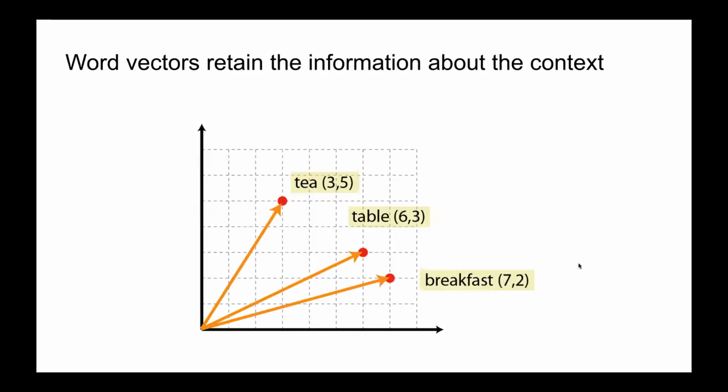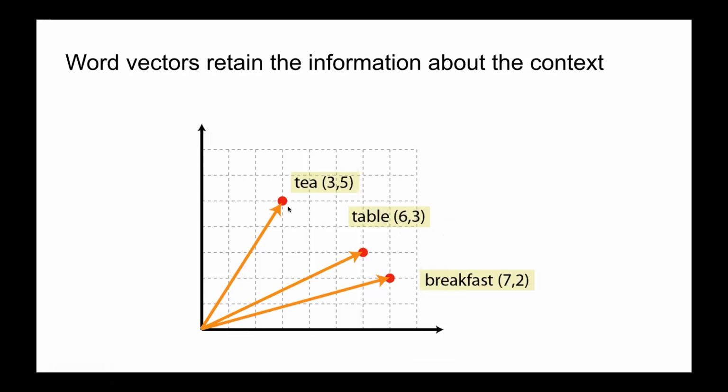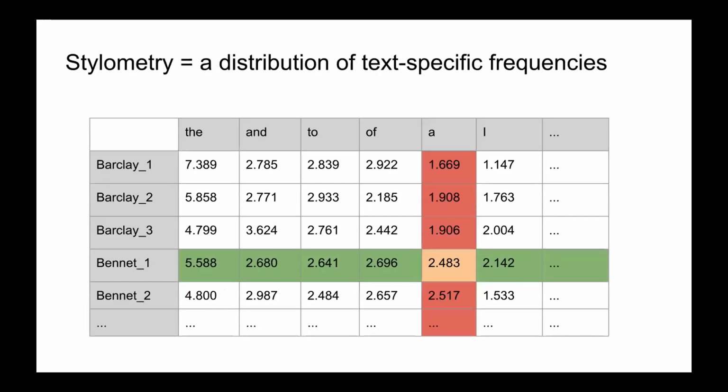What I mean by that is that if you draw such vectors for tea, for table, for breakfast, I'm taking just the numbers from here, you will see that tea is less similar to table than table is to breakfast, right? And using those vectors, you can define the semantic spaces in this model, which is, we hope, very useful for authorship attribution, because not only do you deal with the frequencies, but you can also enrich them with the context, because the knowledge about the context is still retained in those final vectors.